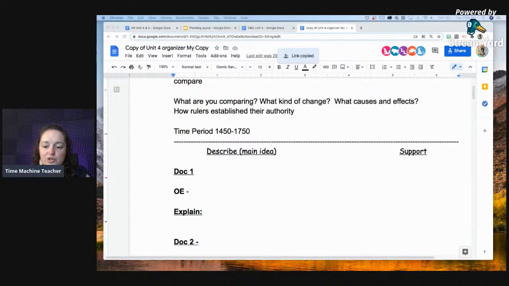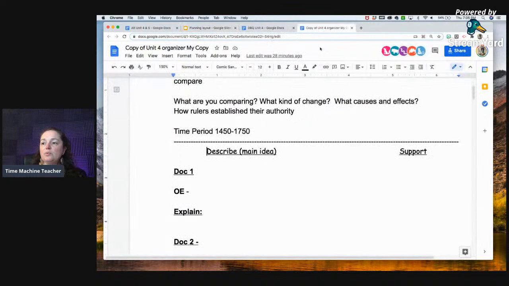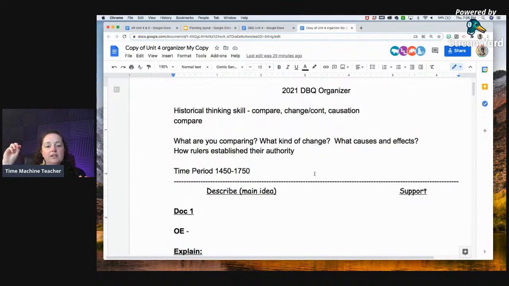Now, this one is a little bit less simple. I like this better because it's all on one sheet of paper. So it will be easy when you're planning and trying to group your documents and stuff. But this one we're going to use for our purposes tonight. So just know that it's the same type of layout and we're looking at the same information. This is just a more typing-friendly layout for tonight.